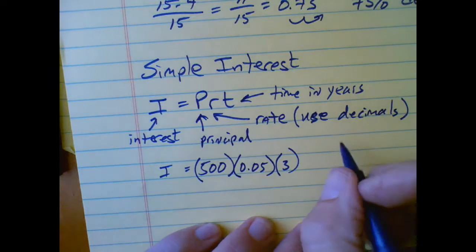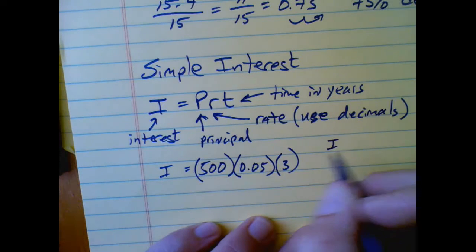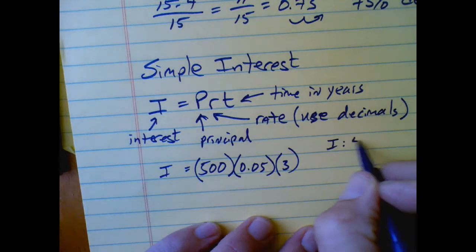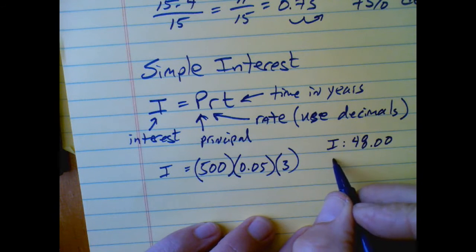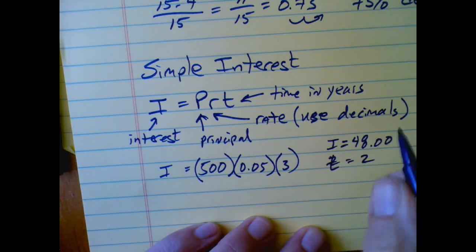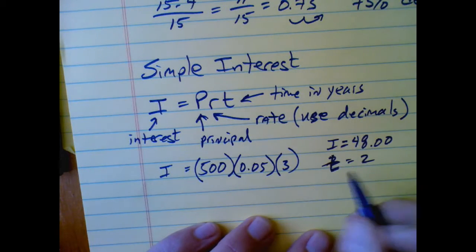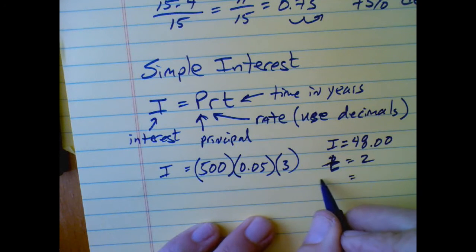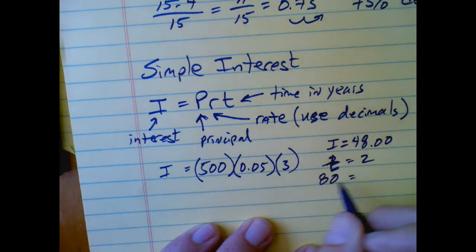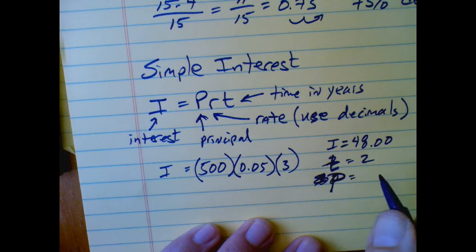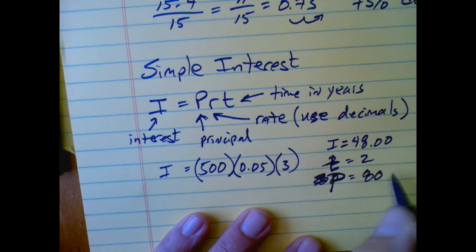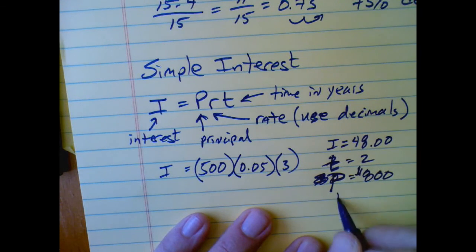So if I told you that you had earned $48 interest over, say, 2 years, let's go T time, 2 years, and the principal you started off with was $800. I mean to put P there, not a number. And I told you the principal was $800. I could ask, what's the rate?